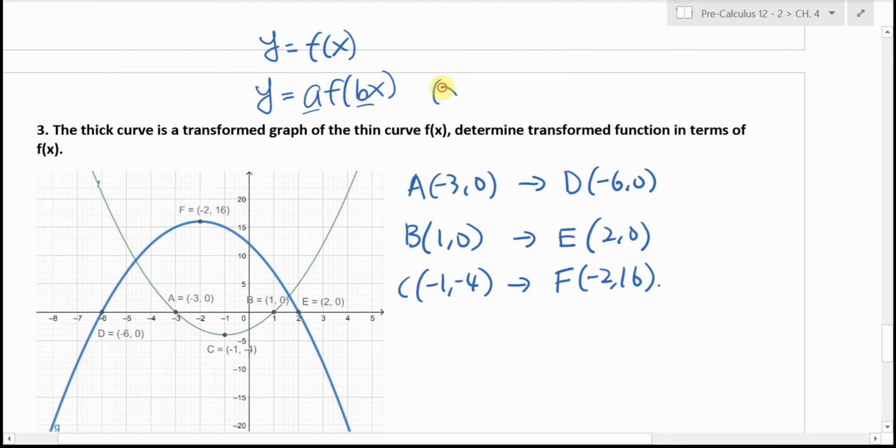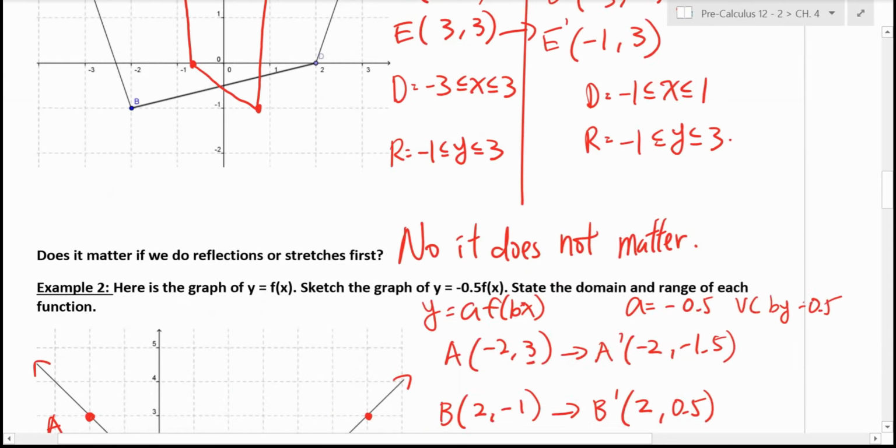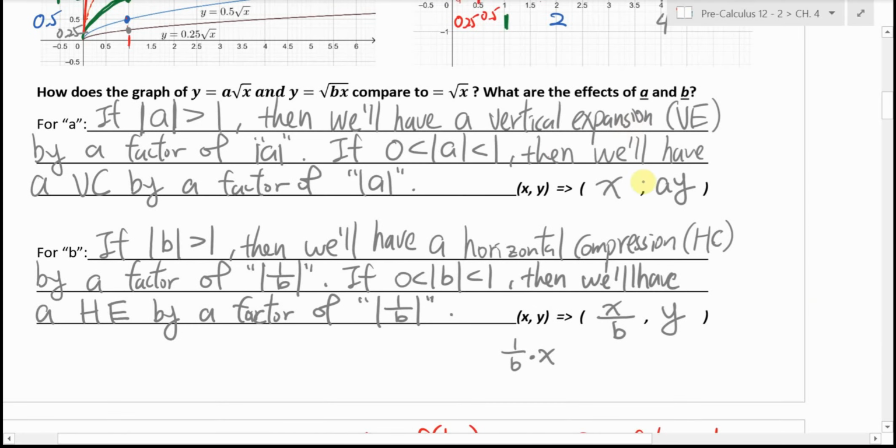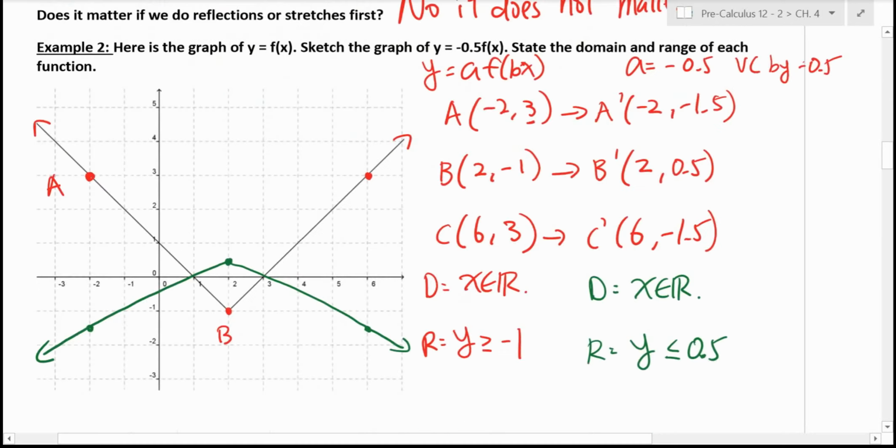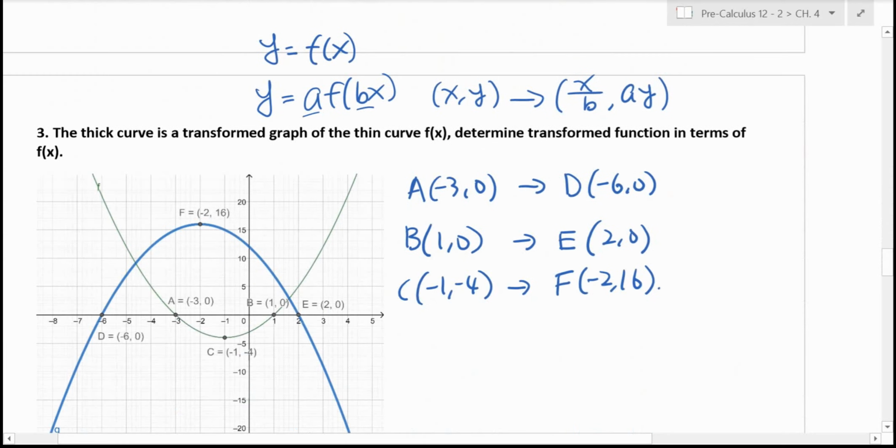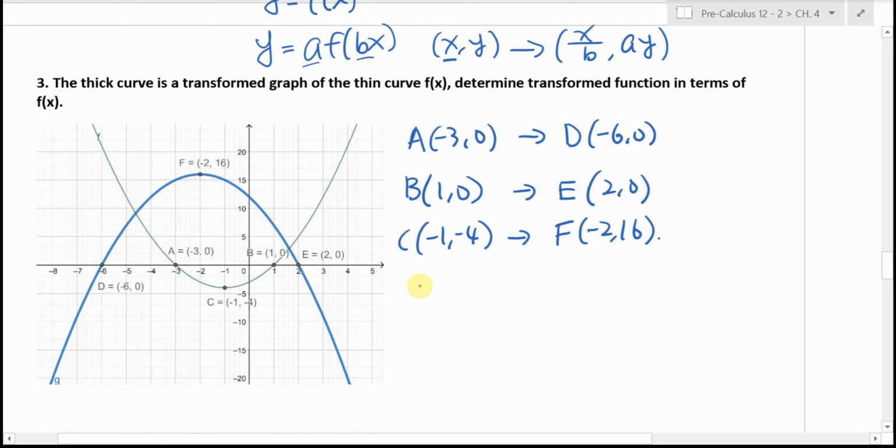We need to use the fact that x, y will become, based on a and b, x over b, ay. That's what we got earlier in the lesson, all the way back to the first page. Here's my ay, and there's my x over b right there. So we have to use this as the fact. This is the original x value, and this is the new x value. So the old x value divided by b will give us the new x value of -6. This goes to -6.